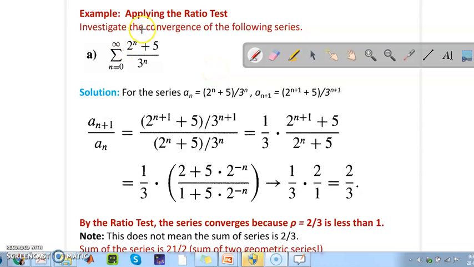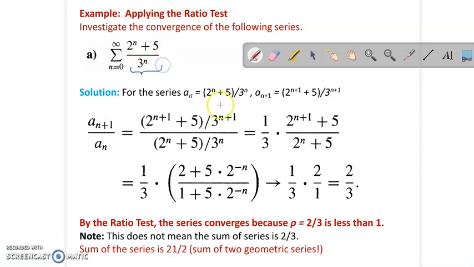See this example. Applying the ratio test, investigate the convergence of the following series. The series is summation n going from 0 to infinity (2^n + 5) upon 3^n. So the nth term of the series is (2^n + 5) upon 3^n. To apply the ratio test, you need to find the limit as n tends to infinity of a_(n+1) by a_n. So a_n is here; write what is a_(n+1). a_(n+1) is (2^(n+1) + 5) upon 3^(n+1), just replace n with n plus 1.